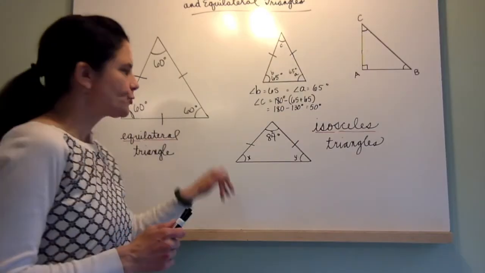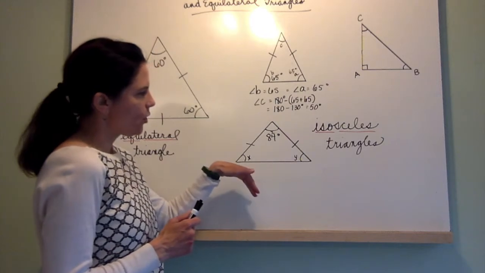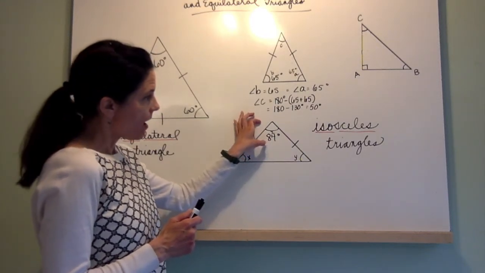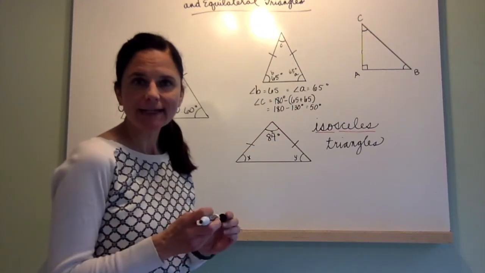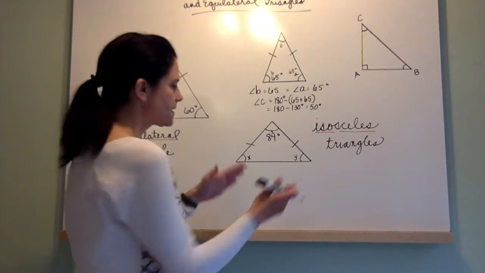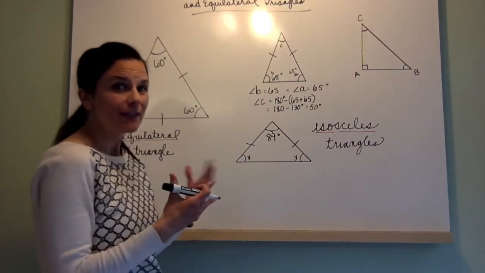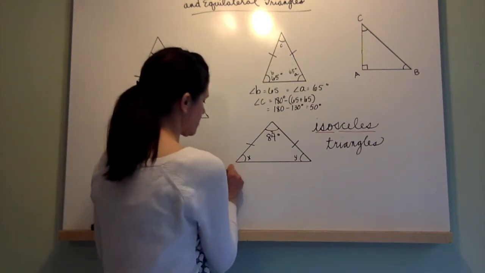Sure. Okay, so to find angle X and Y, we know that we can take the angle that is across from the unequal side there, subtract that from 180 degrees, and that's going to give me the total of X and Y together, which are equal. So I can then divide that by 2. So let's take a look.